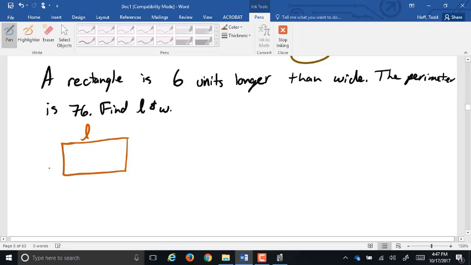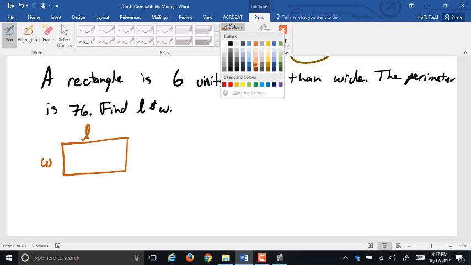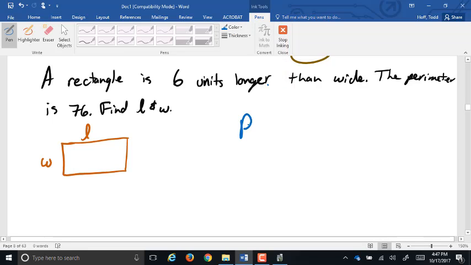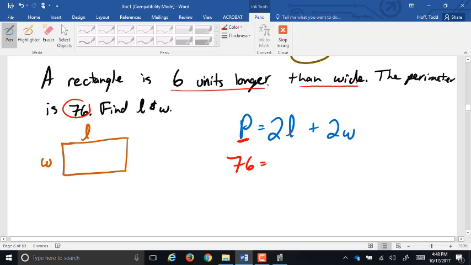So here's my rectangle. Here's my length. Here's my width. We know that the perimeter is 2L plus 2W. We have to get that down to one variable. Can I get rid of the P in here? Yes, I know the perimeter is 76, so I'll be able to replace that with 76. I have to get rid of either the L or W. Well, it's 6 units longer than wide. So if I keep W for the width, the length is going to be W plus 6. 6 units more.